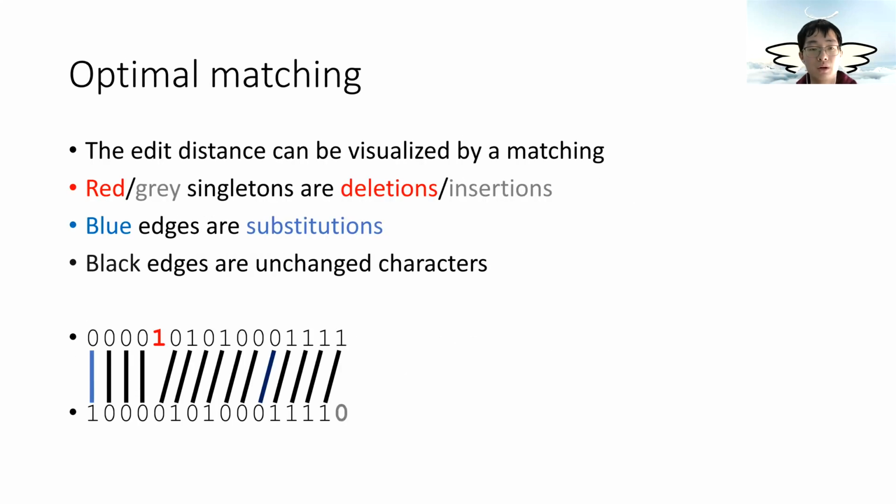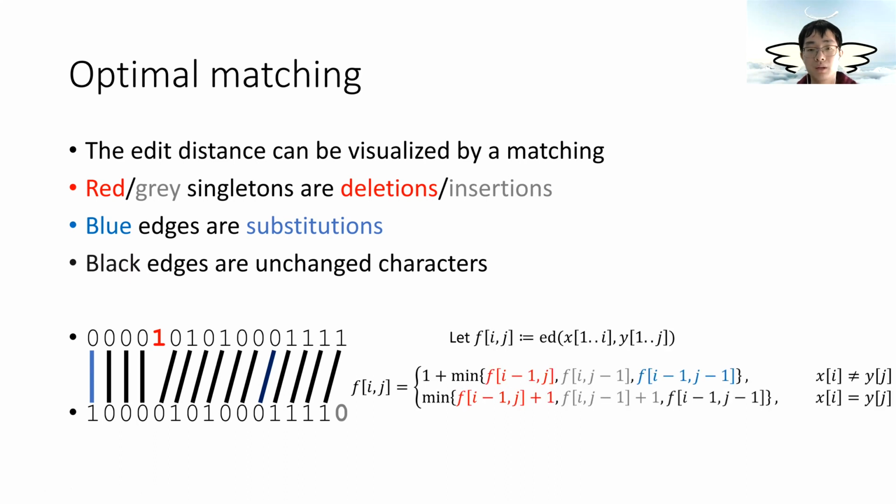Now let's turn to our algorithm. First, note that the added distance can be visualized by a matching. For example, the red singletons are deletions, the gray singletons are insertions, and the blue edges are substitutions, and the rest are the black edges which connect unchanged characters. Classically, we have the following dynamic programming, where F_ij is the added distance between the first i characters of x and the first j characters of y. So by case analysis of the last characters, x_i and y_j, we have the recursion.